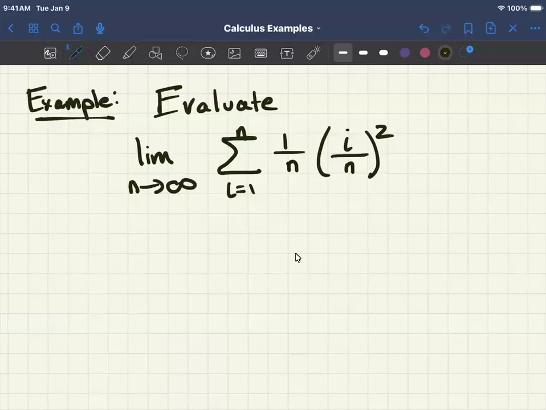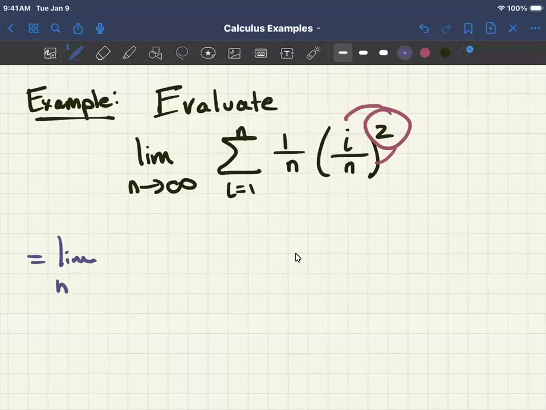We're going to look at the limit of a sum today, and our summation goes from i equals 1 to n of 1 over n times (i over n) quantity squared. As we go through this, the first thing we are going to do is take the square out here and distribute it on the top and the bottom of our fraction, making it a little bit easier to work with.